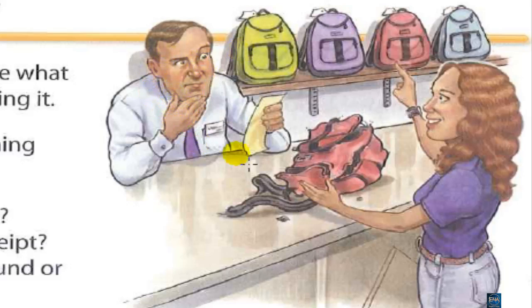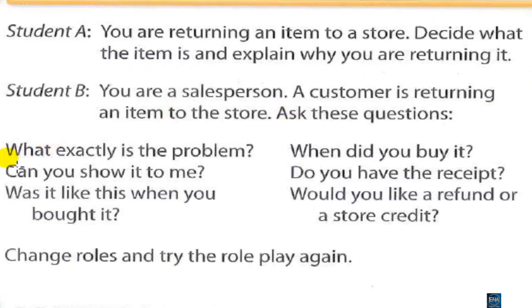And you will ask, of course, different questions. Like, what exactly is the problem? Can you show it to me? Was it like this when you bought it? Bought, British, American, bought. O as a sound. T, soft D, between I and U. Was it like this when you bought it?